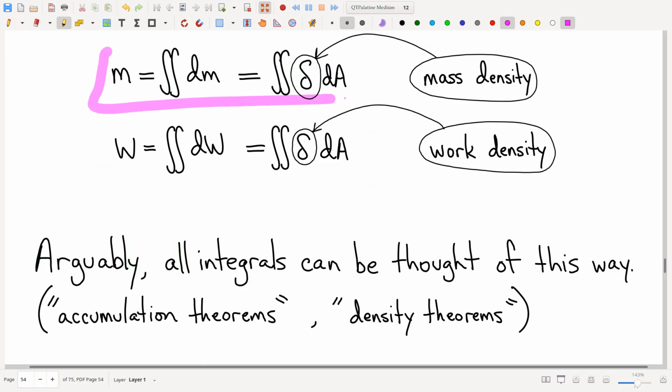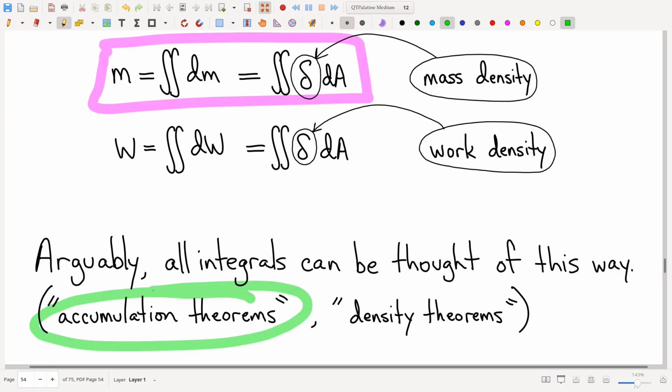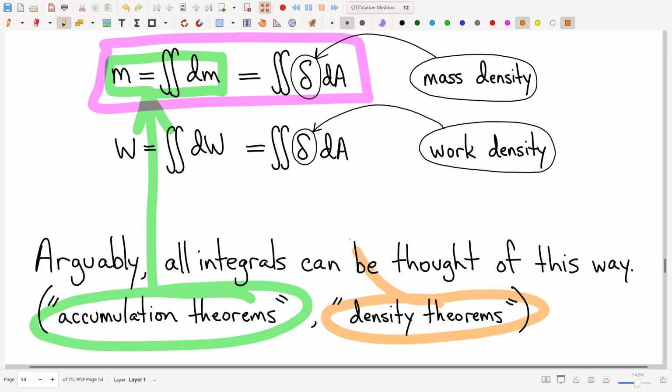Let me highlight this one. We're going to write down a bunch of theorems that are kind of like this, and at different times, depending on what seems reasonable to me at the time, sometimes I call these accumulation theorems because they are fundamentally about accumulating quantities. Literally, constantly saying the whole is the sum of the parts. And sometimes, again, depending on the context, I think of these as density theorems because in all of these cases, the integrand can and usually should be thought of as some associated density.